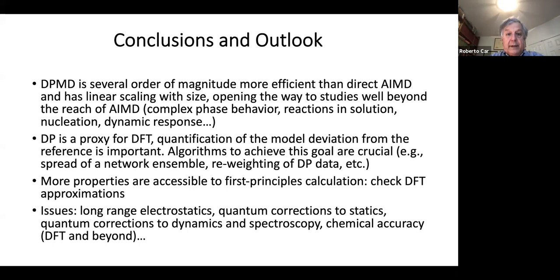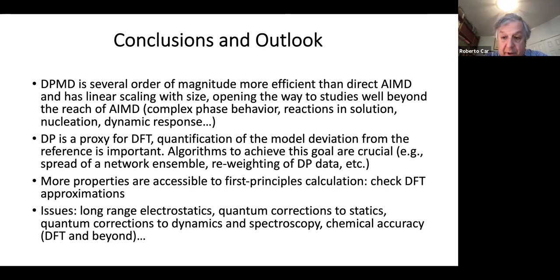I want to just spend a few words on conclusion and outlook. Deep potential molecular dynamics is several orders of magnitude more efficient than direct ab initio molecular dynamics and has linear scaling with size due to its local representation, opening the way to studies well beyond the reach of ab initio molecular dynamics: complex phase behavior, reactions in solution, nucleation, dynamic response. Deep potential is a proxy for density functional theory.